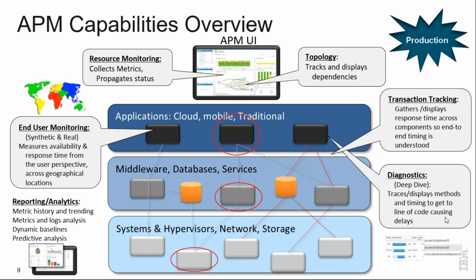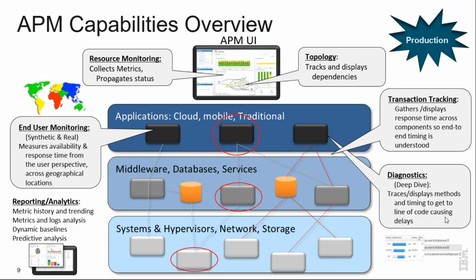The other thing we typically do in an APM context is look at what we call basic KPI resource monitoring, where we collect key metrics and propagate status. If you've got a complex application, you want to be able to look at that complex application in the context of one view. This gives you what we call basic resource monitoring.